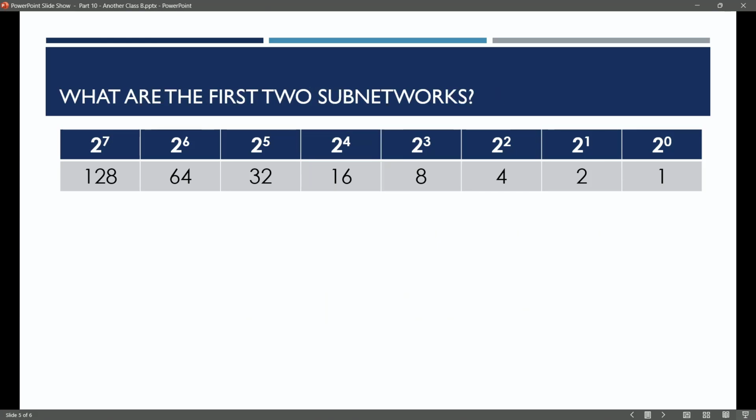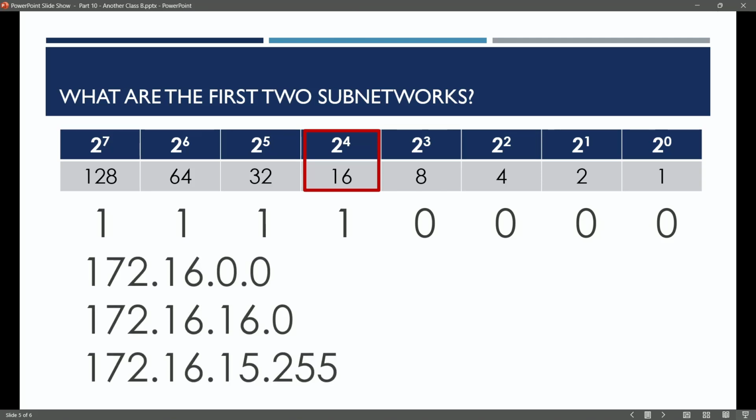All right, what are the first 2 subnetworks? Because remember, the last question we need to answer is what is the broadcast address for the first subnetwork? So what I'm going to do to figure this out is my block size is 16. So my first network is going to be 172.16.0.0. My second network is going to be 172.16.16.0.